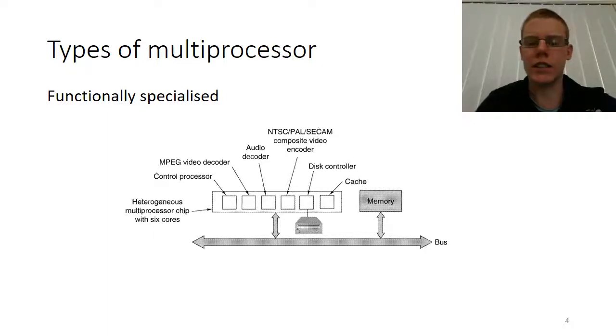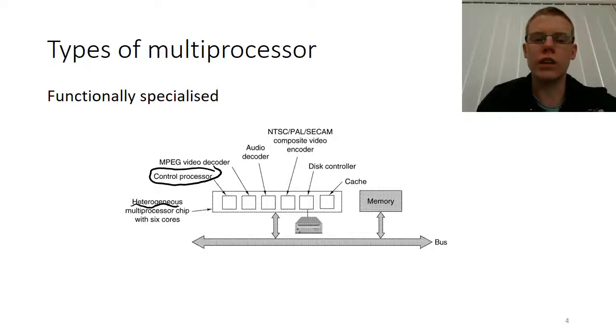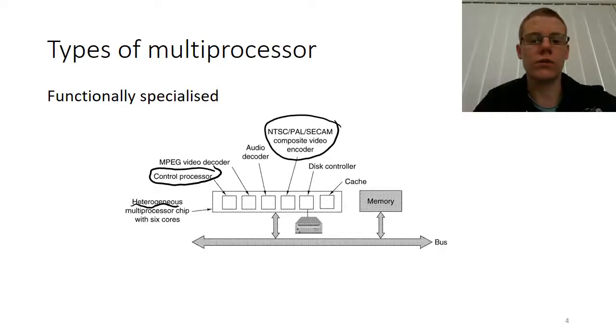So here we have an example of a DVD processing system. It's what we call a heterogeneous multiprocessing chip. And in this case, it has 6 cores, where one core is the main control processor, and each of the other cores has a specific function that they work on. So one is an MPEG video decoder, one decodes the audio, one handles composite video encoding, one controls the disk, and one is a cache processor.